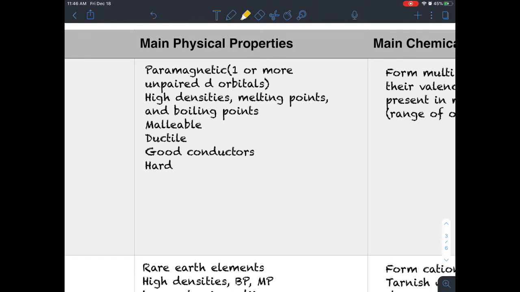Most of them are malleable. Most of them are ductile. Most of them are good conductors, although we know some of them are better conductors than others. And they typically are hard.